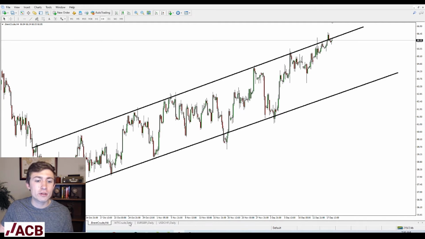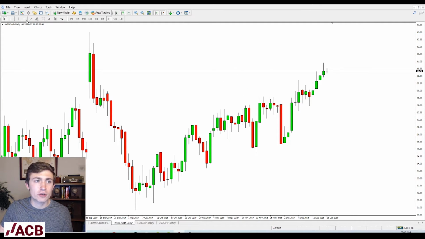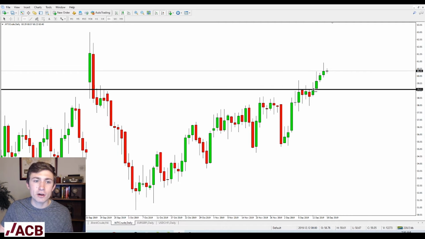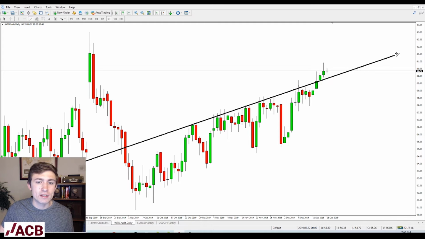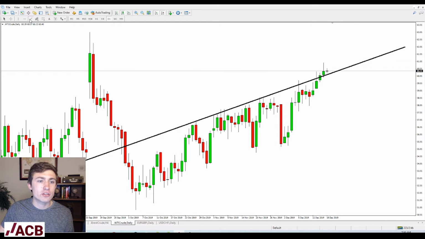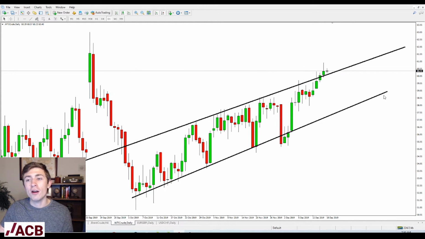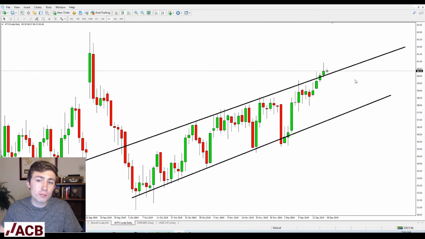Now, WTI crude looks very similar here. We can draw in the structure. This time we'll do it on the daily chart. You can see the daily chart looking very, very similar, right? So you have this channeling structure here that goes back way far, right? And we're still seeing this market, for the most part, respect it.